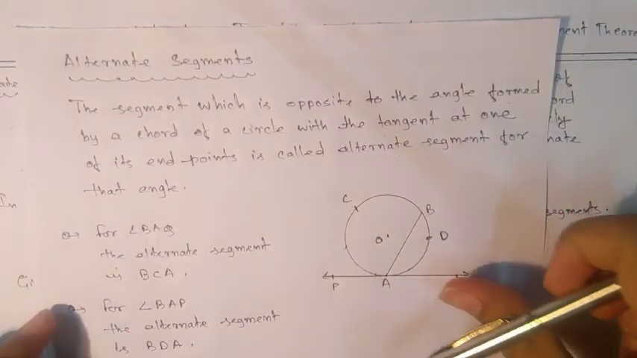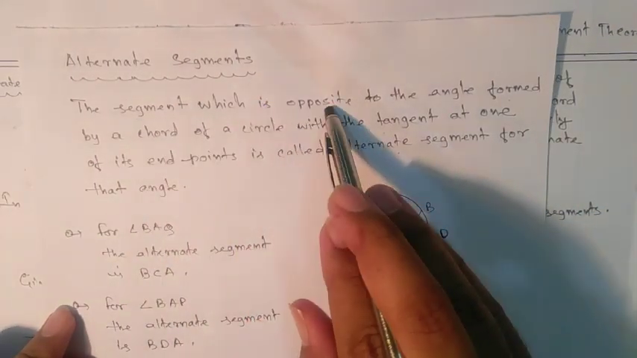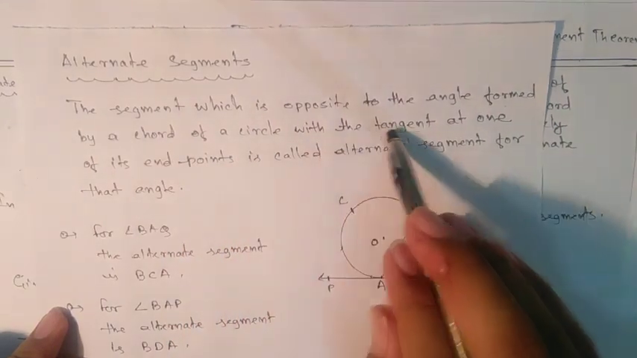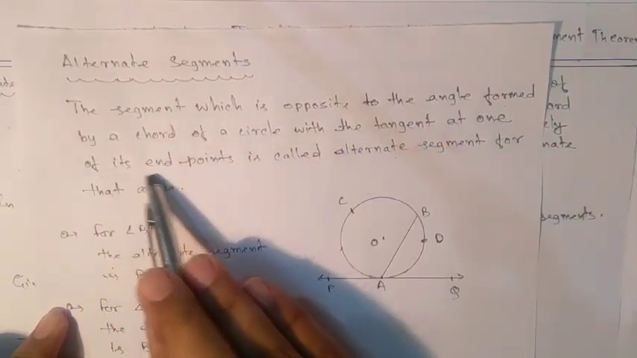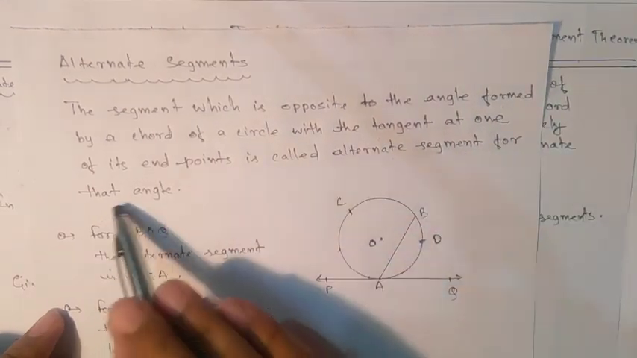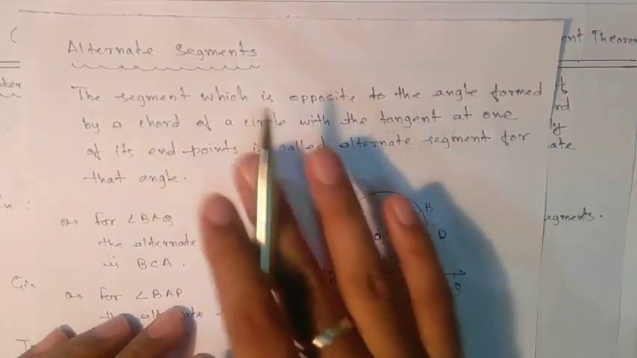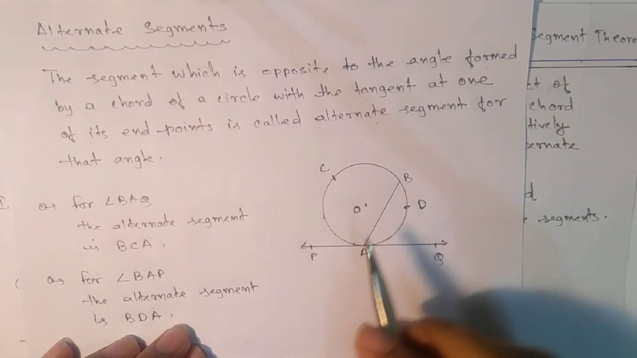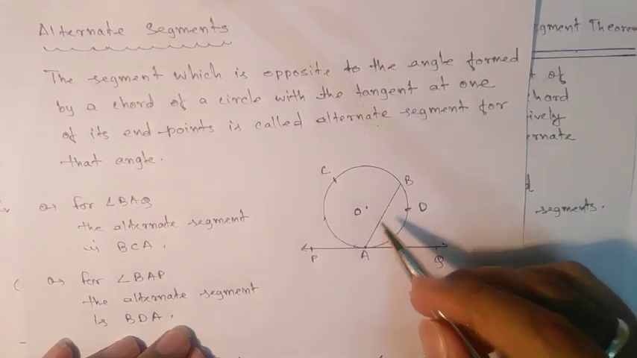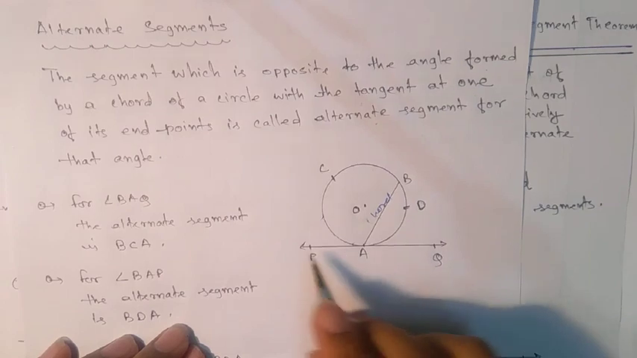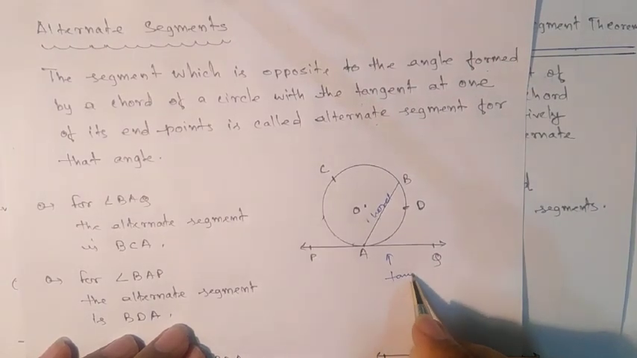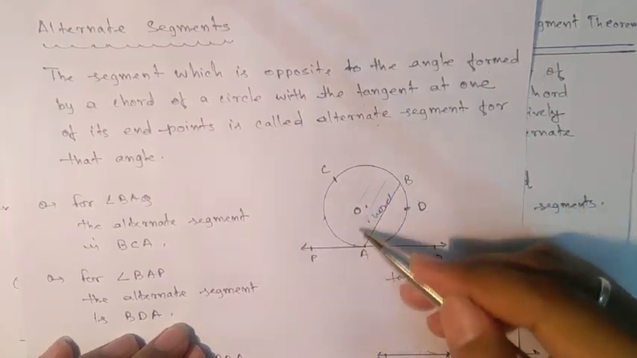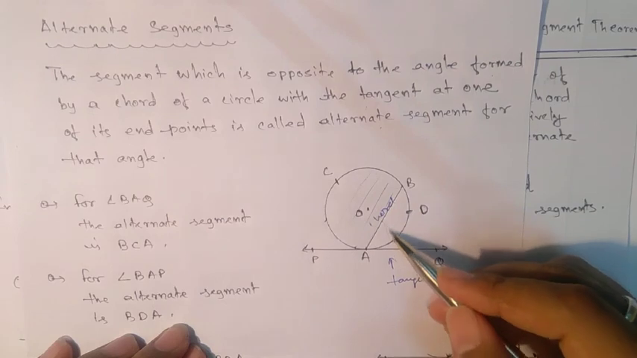The segment which is opposite to the angle formed by a chord of a circle with the tangent at one end point of the chord is called the alternate segment for that angle. Let's try to understand what this statement means. If you have a circle and one chord, this is your chord and this is your tangent. Now if you take this chord, this is one segment and this is another segment.